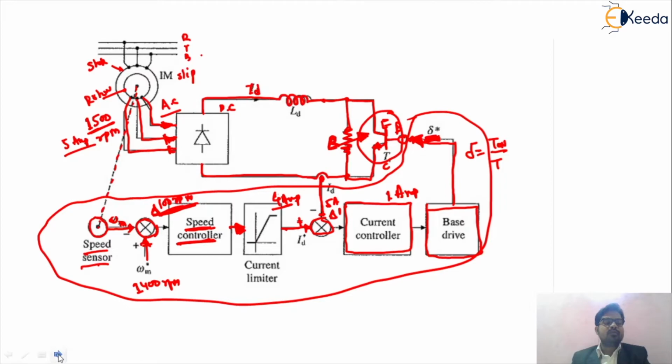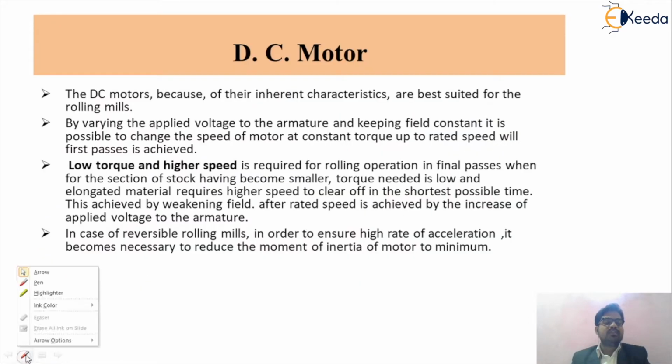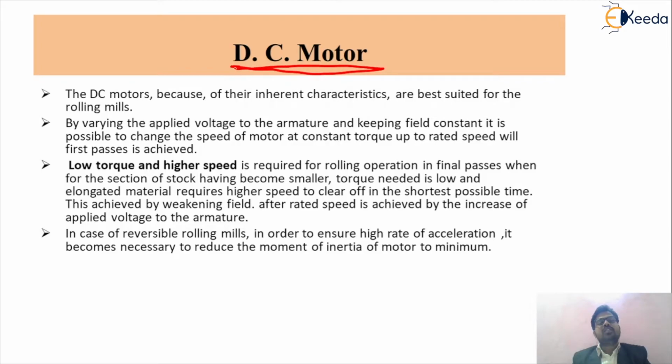Now friends, we are moving towards the next type of motor that we are using in industry, that will be the steel rolling mill DC motor. So what do we mean by the DC motor? The DC motor is very popular for the steel rolling mill because of its inherent characteristics. As we know, the DC motor gives better speed regulation, so the speed regulation will be very large. That's why DC motors are suited for rolling mill operation.